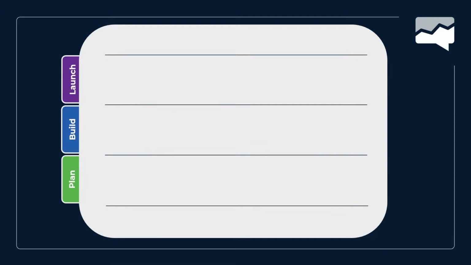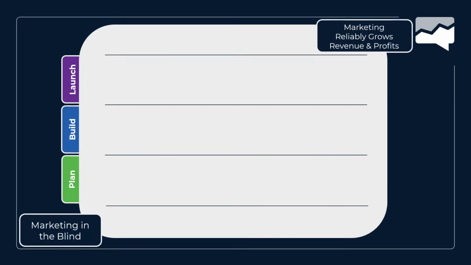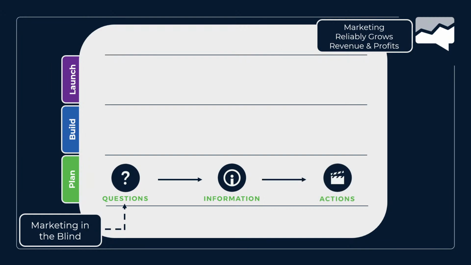We always start with the framework. Remember, we plan, we build, we launch. We're marketing in the blind. We're trying to get to a point where we just use a system that reliably grows revenue and profits. How do we do that? Well, we plan by asking questions, gathering the information needed to get answers to those questions, and knowing what actions we're going to take based upon the answers we get.